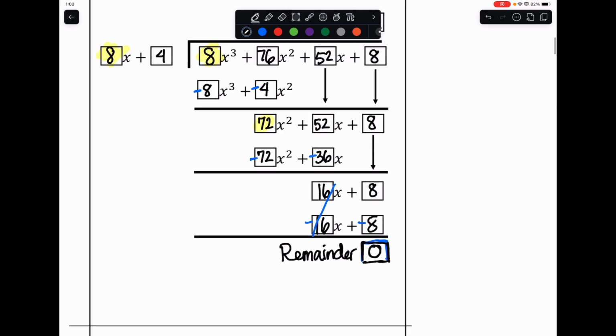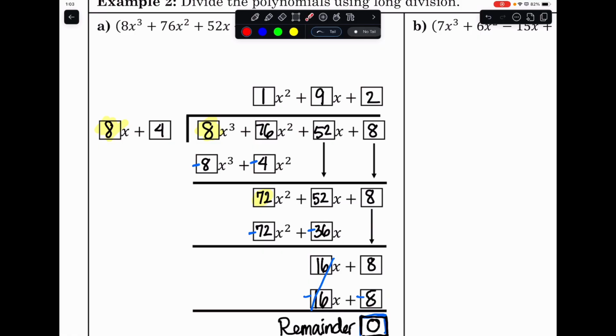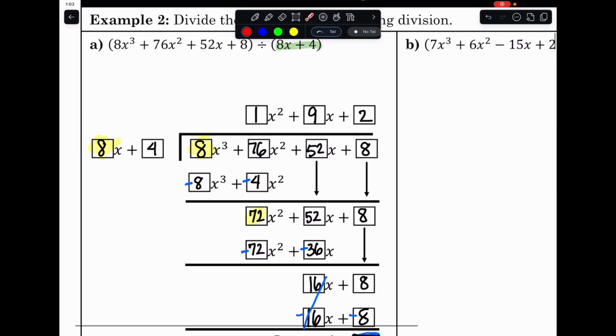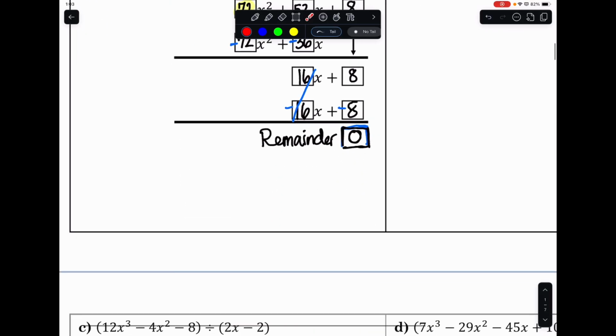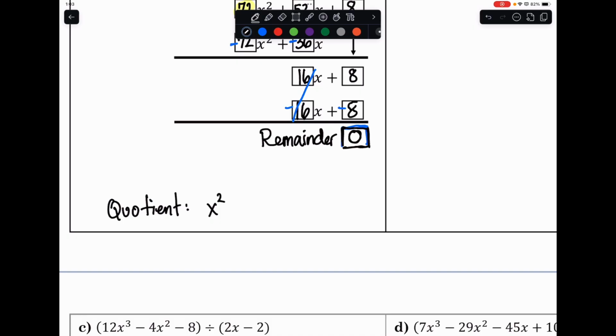So where's our answer? Well, our answer again is our quotient, which is this value up here. So our answer is going to be 1x to the second power plus 9x plus 2. One x to the second power plus 9x plus 2. And that is our quotient.